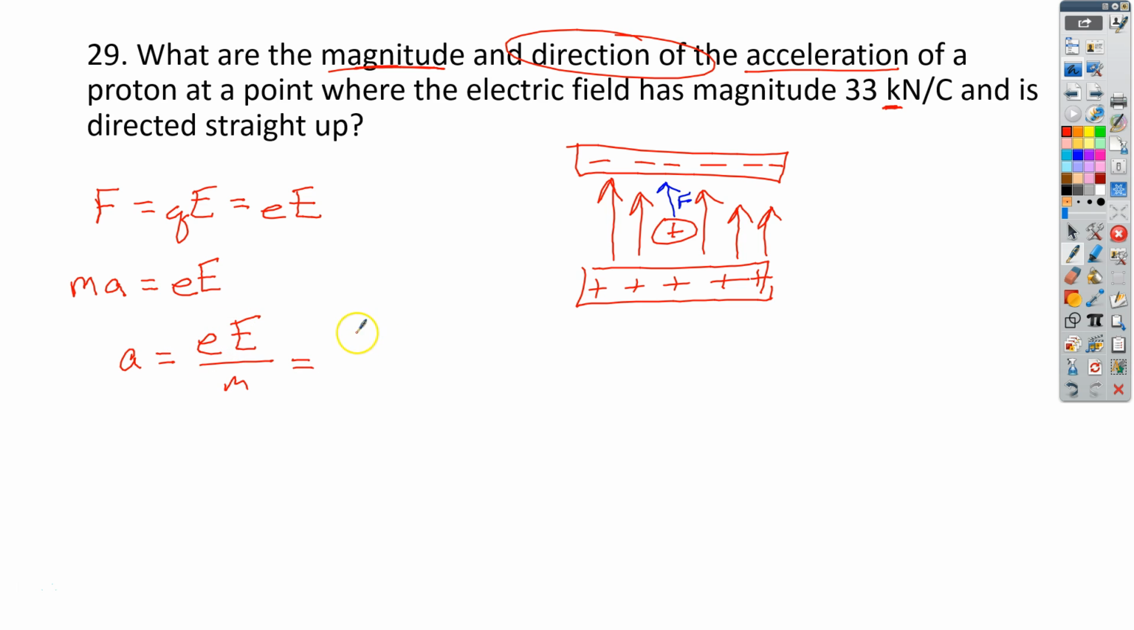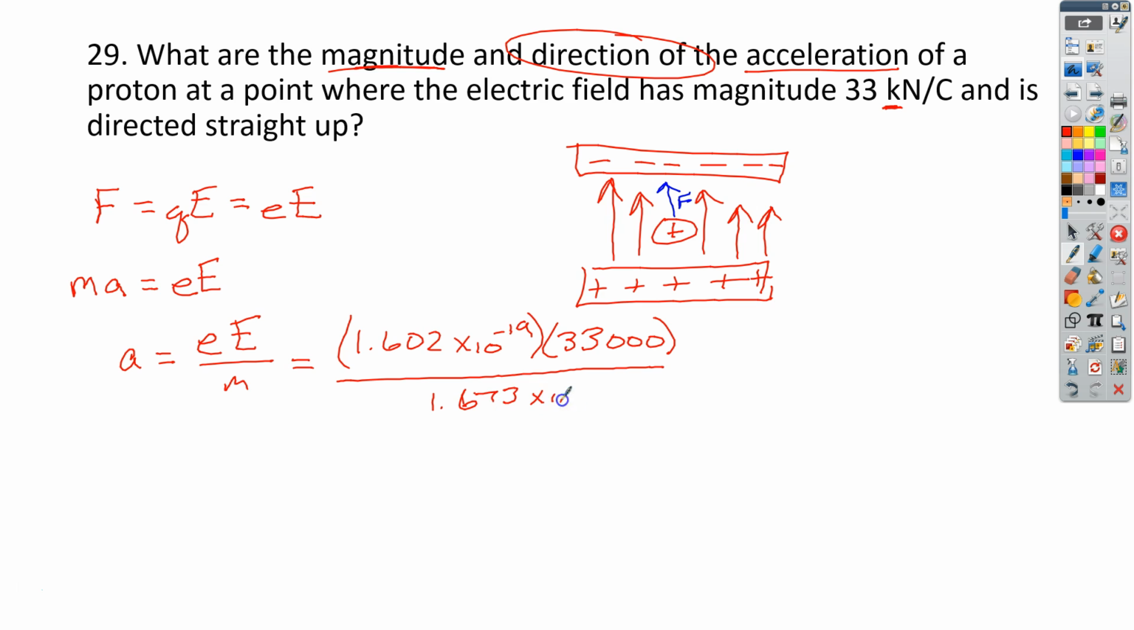The e, we had to look it up, is the charge on an electron or a proton, 1.602 times 10 to the negative 19th. The electric field, they told us, is 33,000. So you have to make sure you get that kilo converted into just regular newtons, 33,000 newtons. And we're going to divide that by the mass of a proton, which is 1.673 times 10 to the negative 27th kilograms.